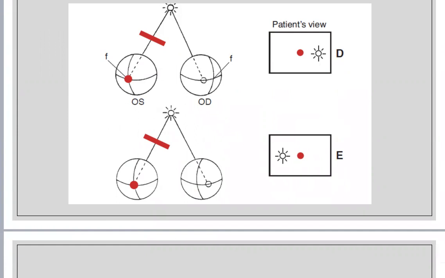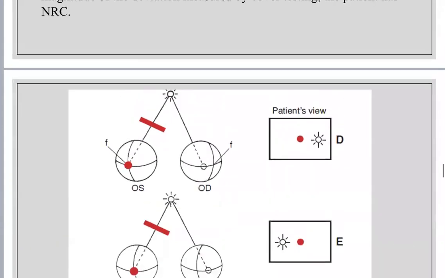What do you mean by harmonious? Harmonious means that this anomalous retinal correspondence is sufficient to eliminate any sort of diplopia. This patient will retain good binocular single vision, although this patient has strabismus.